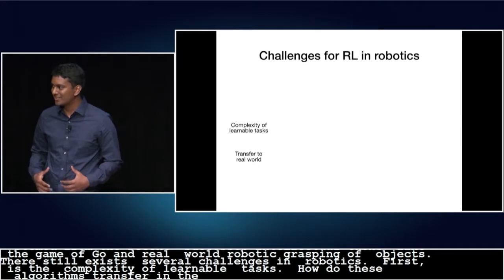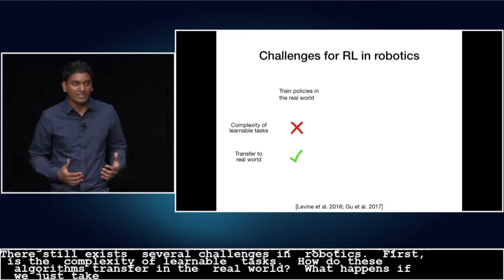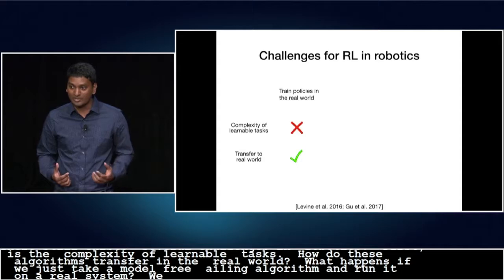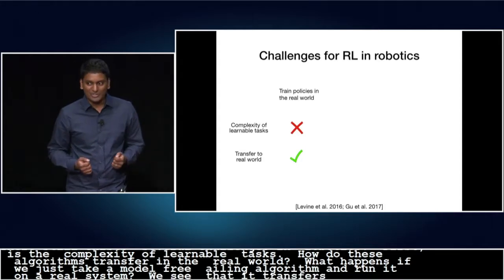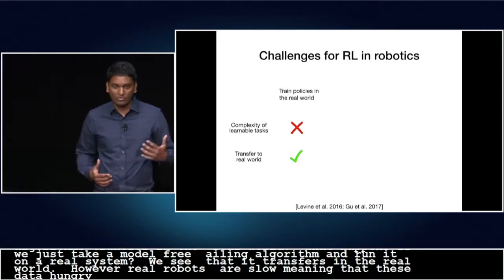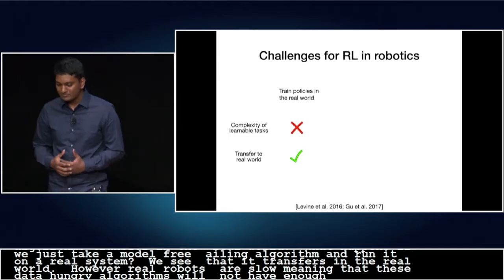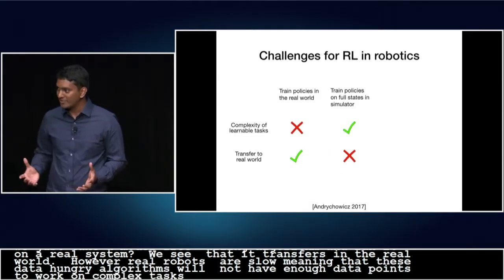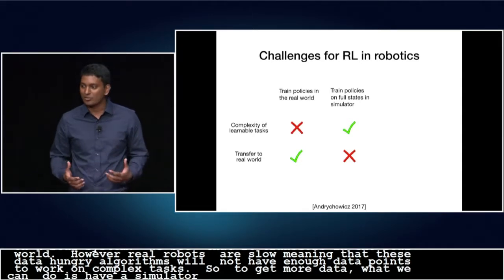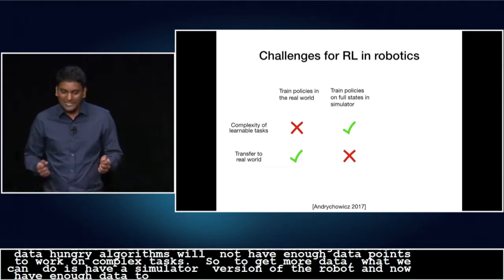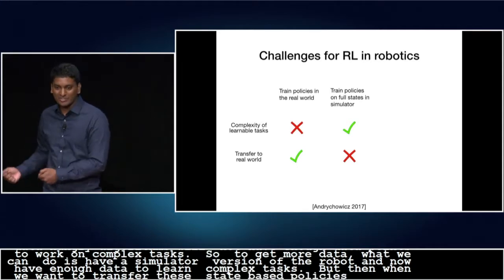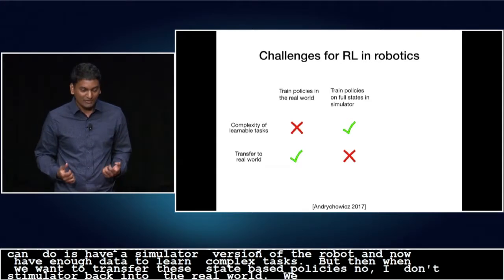So what happens if you just take a model-free RL algorithm and run it on a real system? We see that it transfers well into the real world. However, real robots are slow, which means that these data-hungry algorithms will not have enough data points to work on really complex tasks. So to get more data, we can have a simulator version of the robot. And now we can have enough data to learn complex tasks. But then when we want to transfer these state-based policies in a simulator back into the real world, we now need to do state estimation, which is hard.